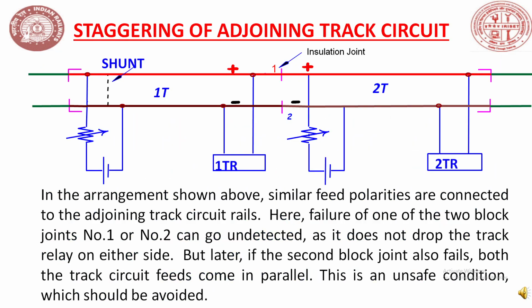Staggering of adjoining track circuits. In the arrangement shown above, similar feed polarities are connected to the adjoining track circuit rails. Here, failure of one of the two block joints, number 1 or number 2, can go undetected as it does not drop the track relay on either side. But later, if the second block joint also fails, both the track circuit feeds come in parallel. This is an unsafe condition which should be avoided.